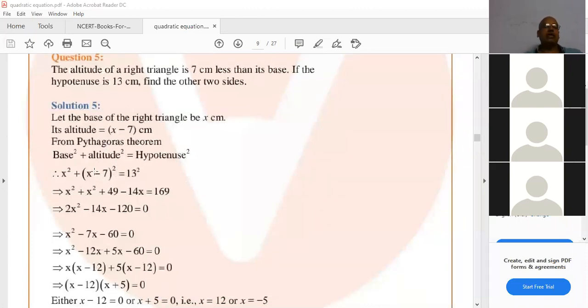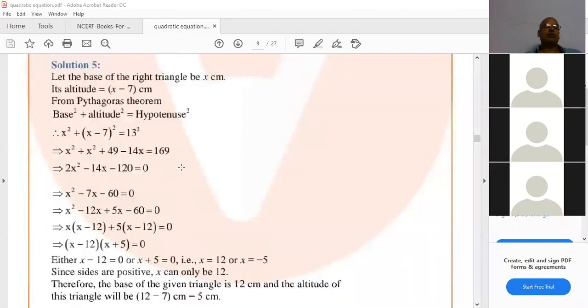Then x square plus, this is the expansion of (a minus b) whole square: a square, x square, b square 49, minus 2ab, 2 of x into 7, that is 14x, equal to 13 square, which is 169. Now x square plus x square is 2x square, minus 14x plus 49, transpose 169 to the LHS, minus 169. If you subtract, you get minus 120. Simplify the quadratic equation as much as you can. Now divide by 2 on both sides: x square minus 7x minus 60 equals 0.